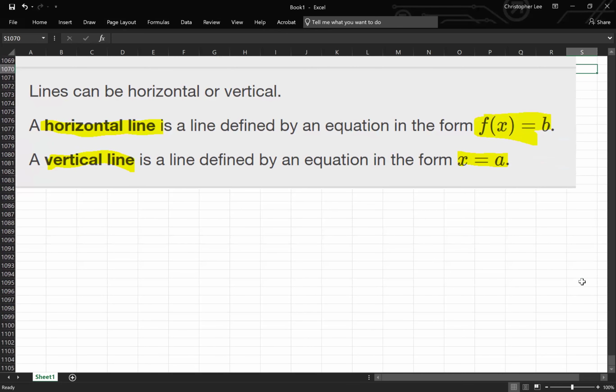So lines can be horizontal or vertical. A horizontal line is a line defined by the equation f of x equals b. A vertical line is defined by the equation x equals a. Okay? Simple stuff.